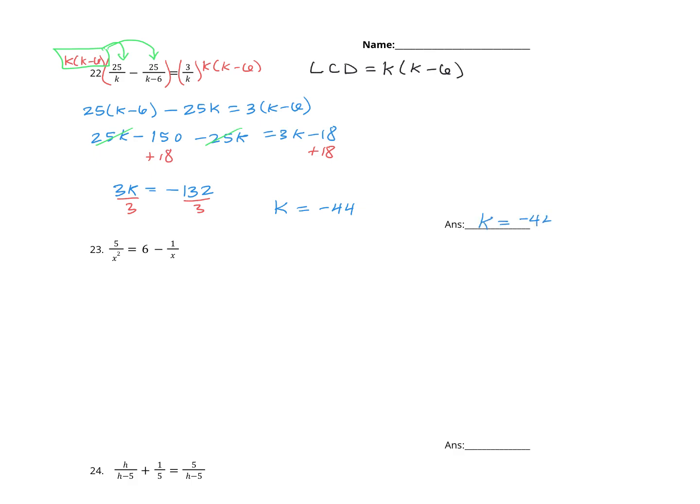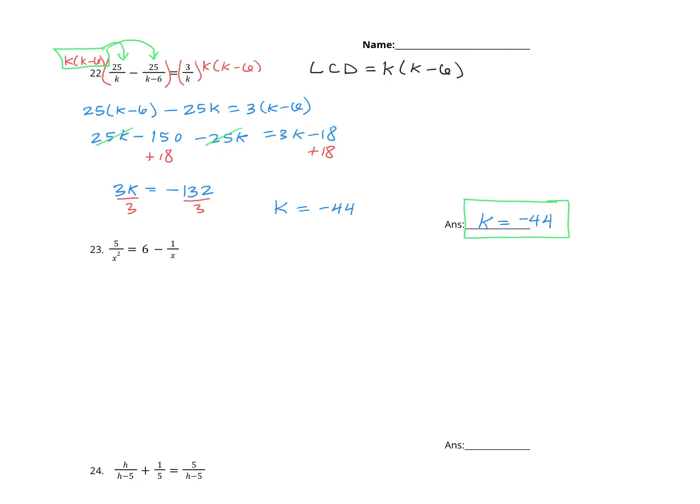Now, before I really go running with this solution, I just check to make sure that it's not going to be not permitted, not extraneous. For this one, I wouldn't want to keep a k equals 0 or a k equals 6 for a final answer. And negative 44 is neither of those.